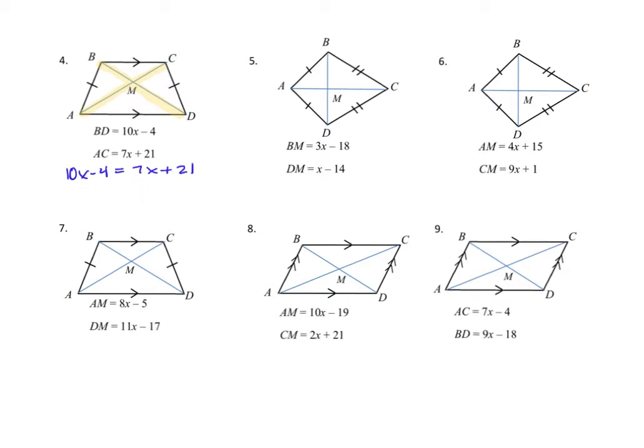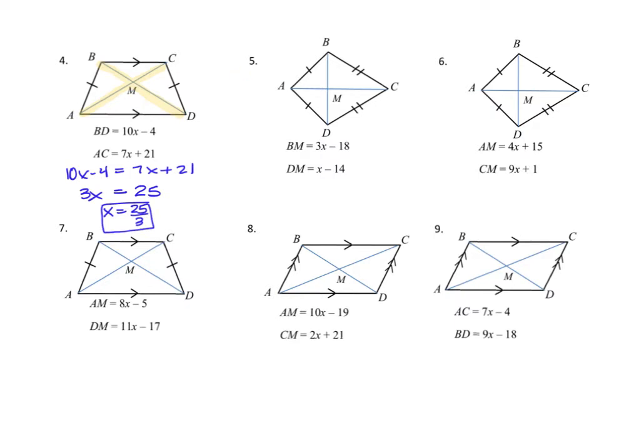If you subtract the 7x over, that would give you 3x. And then if I were to add that 4 over, that would give me 25. You would divide by 3 on both sides, and most of the time when you divide by 3, you get a repeating decimal. So I'm just going to leave my answer as a fraction of 25 thirds.